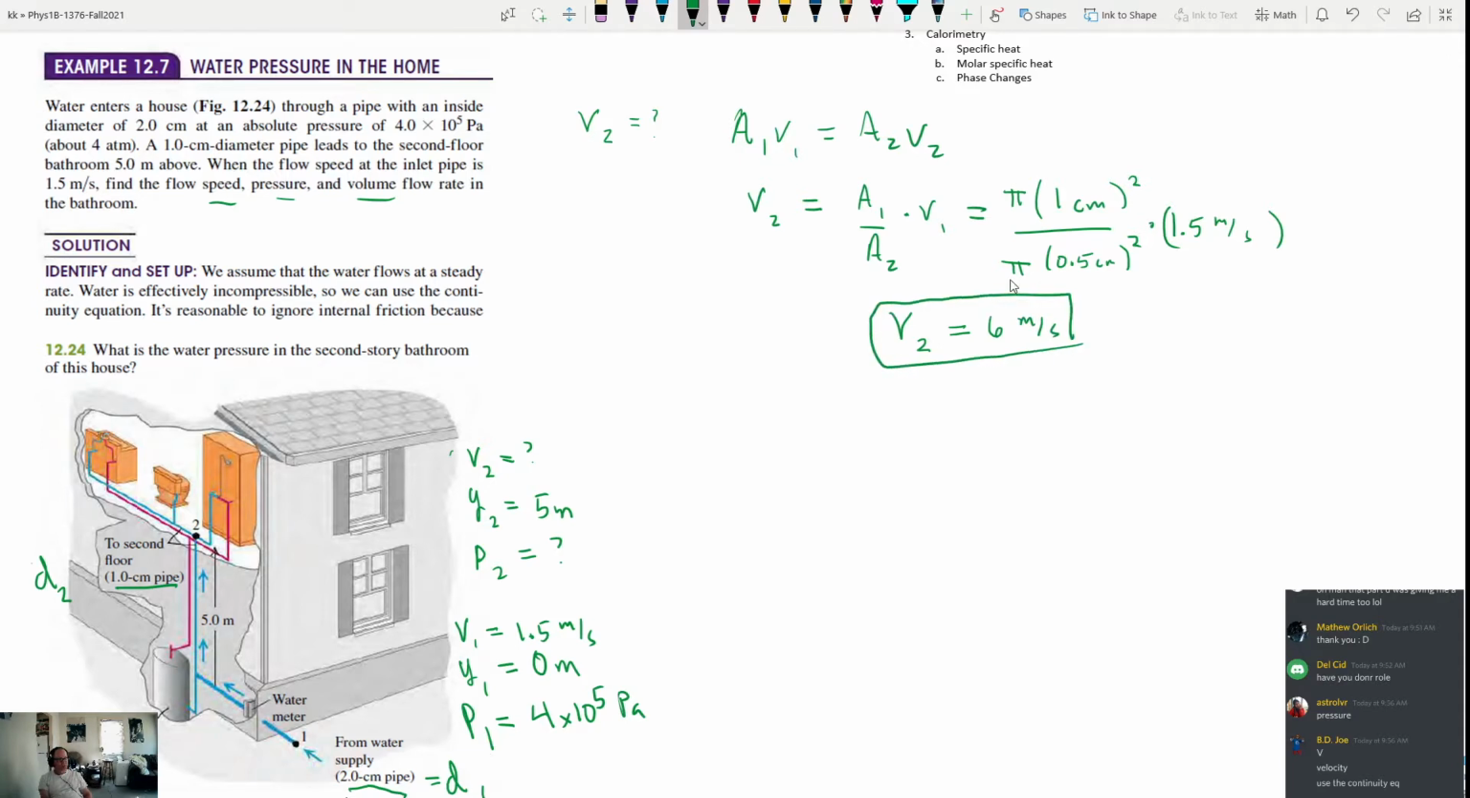So that's one part of it, the velocity. Anyone have any questions about that? So we found the velocity first, because when we use the next equation we need to use to find the pressure, which will be the equation we derived in class last time, continuity equation. Sorry, the Bernoulli's equation, excuse me.